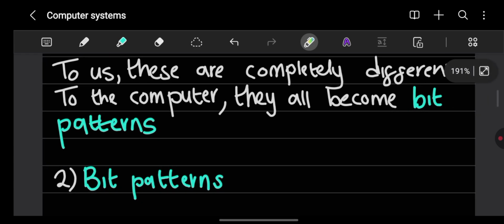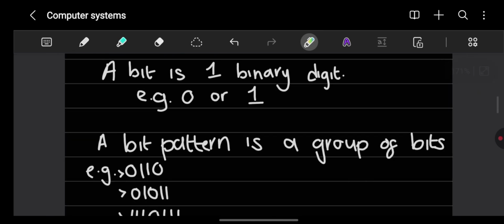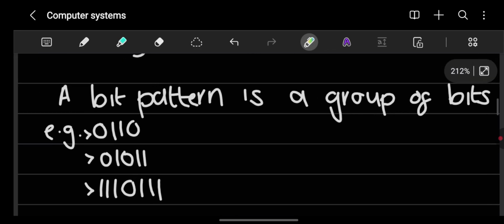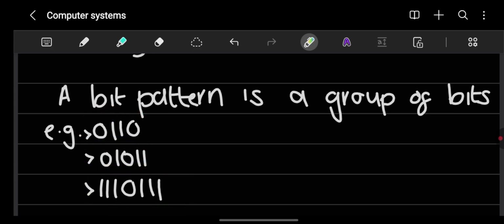Now we're just going to talk about what a bit pattern is, because we're learning bits, right? A bit is basically one binary digit. You can either have 0 or 1, and that makes a bit. A bit pattern is simply a group of bits. I have 3 examples here to show what I mean by groups of bits. Remember, a bit is one binary digit. If you take a lot of those and put them in one group, you're forming a bit pattern.